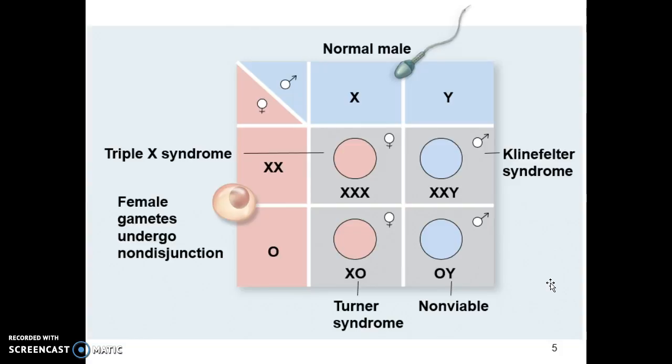So I'm not putting any blame on mom. The same thing can happen in a dad's sperm. As his sperm are developing, he could have non-disjunction in his as well.